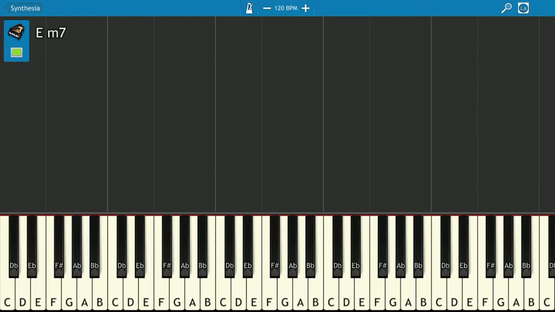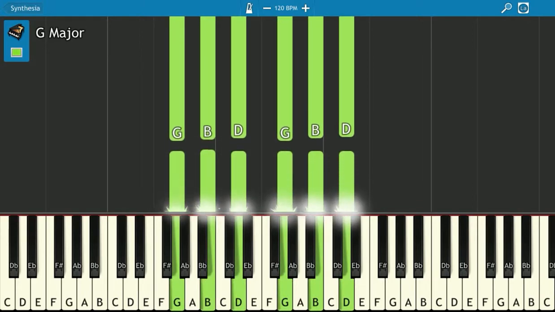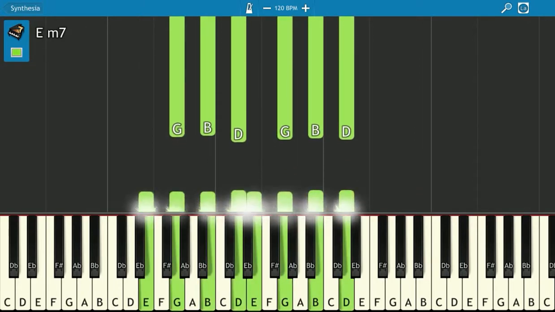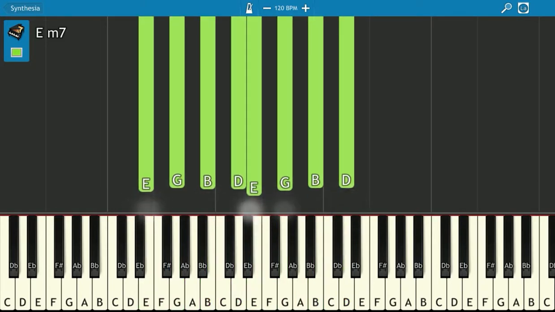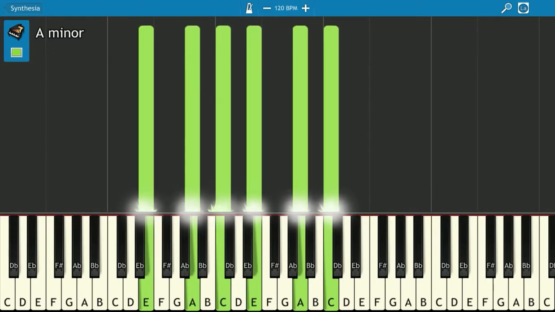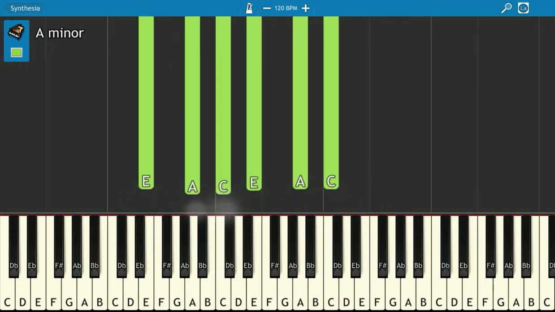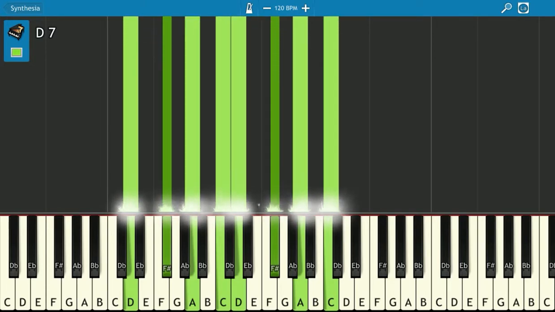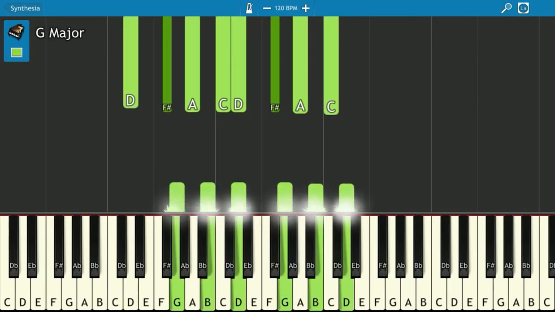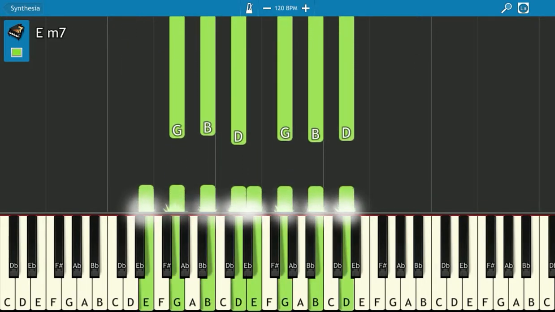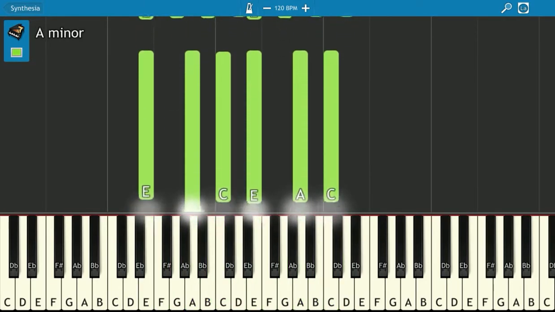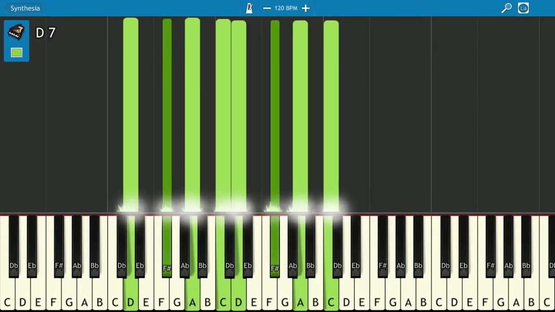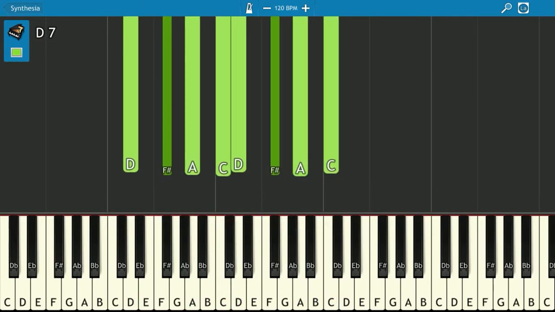So now we're going to move on to a chord cycle that begins with G major, and moves over to E minor 7th, and then A minor, and then D7th. So it's G major, E minor 7th, A minor, and D7th. So it's the same concept as last time.